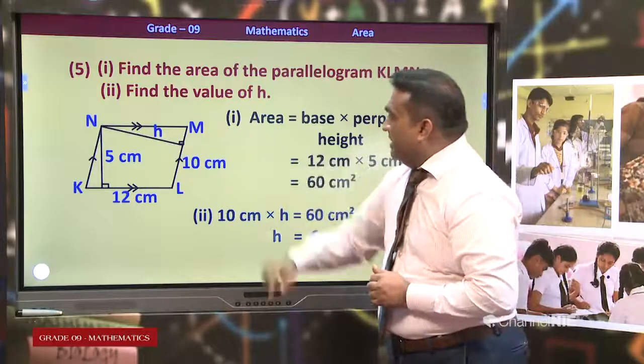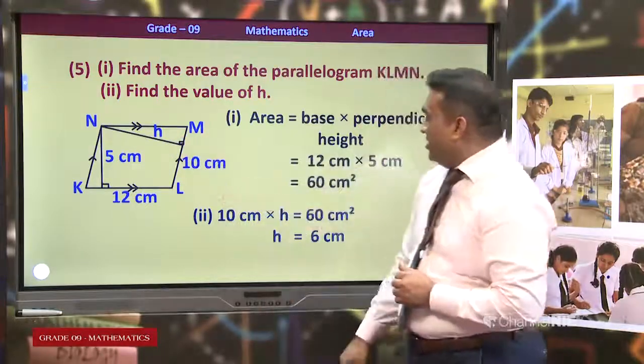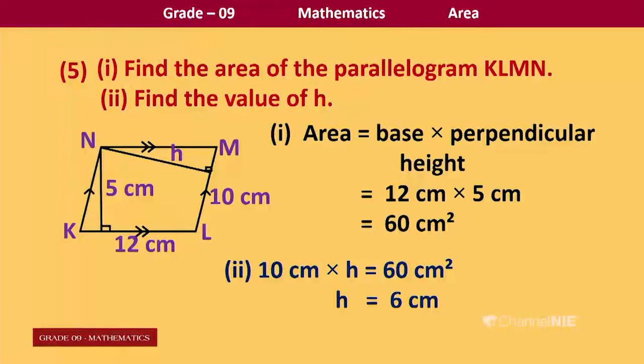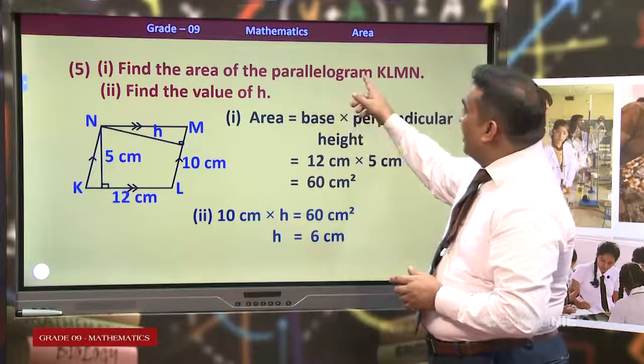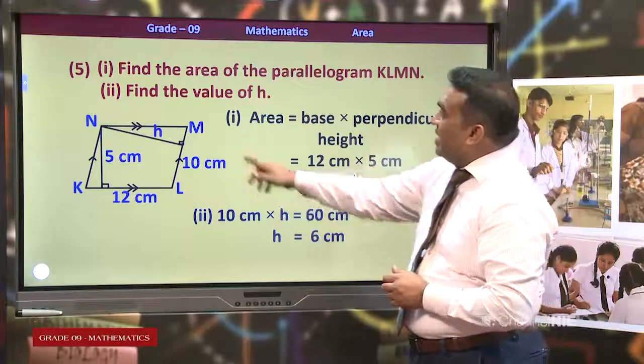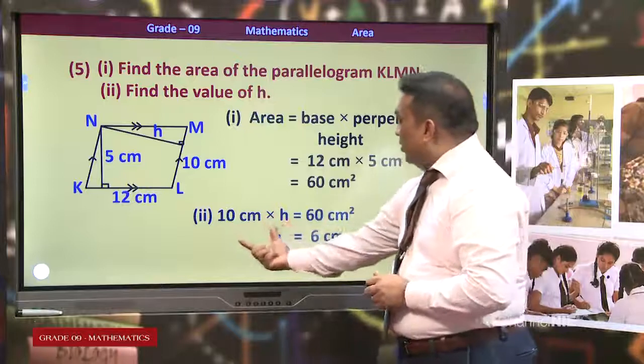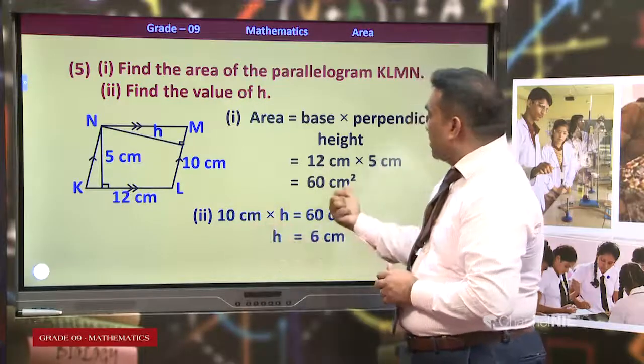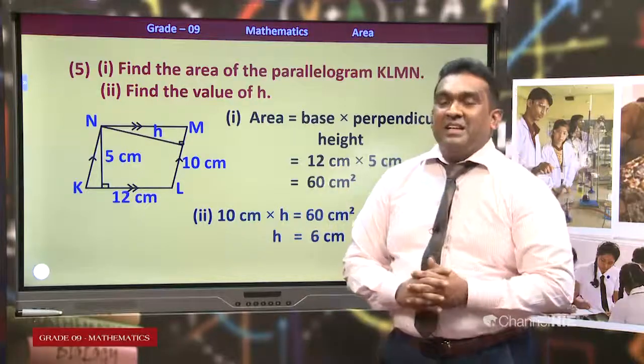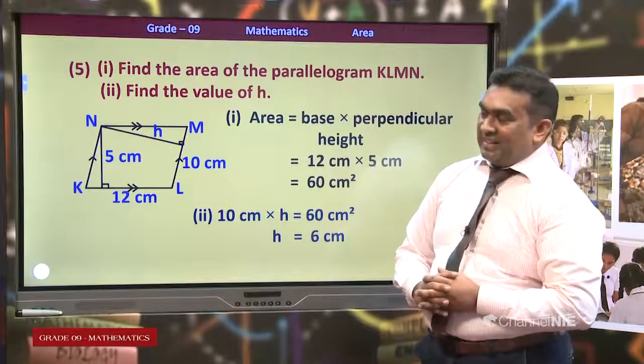Base is 10, perpendicular height is h, equals 60, because the area of this parallelogram is 60 square centimeters. Now you can divide both sides by 10 centimeters. Finally you have h as 6 centimeters. Right? Find the area of the parallelogram. We got that as 60. Find the value of h. Product equals 60. It means 10h equals 60. Finally you have h as 6 centimeters.